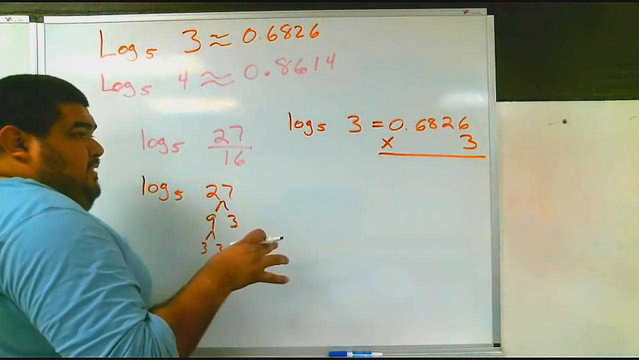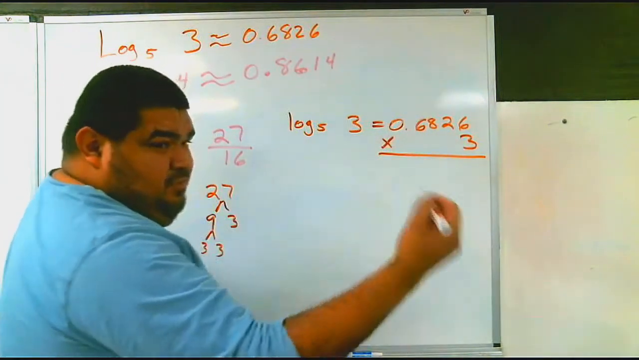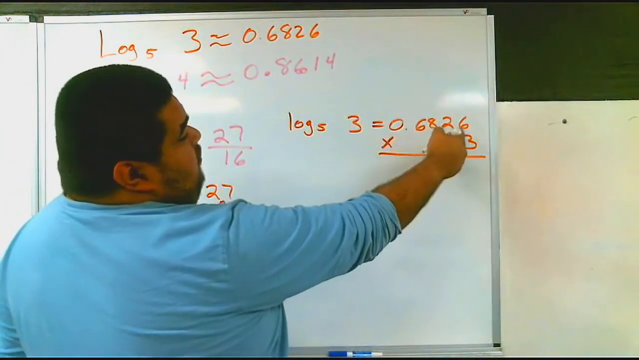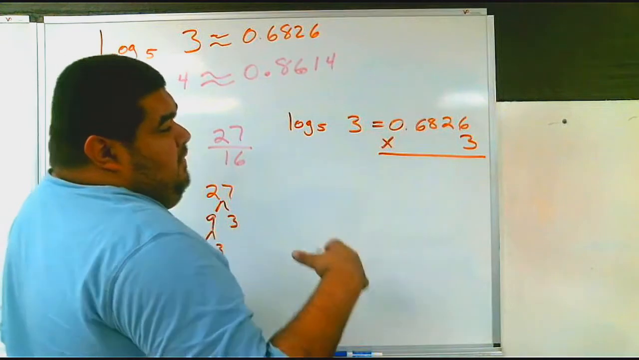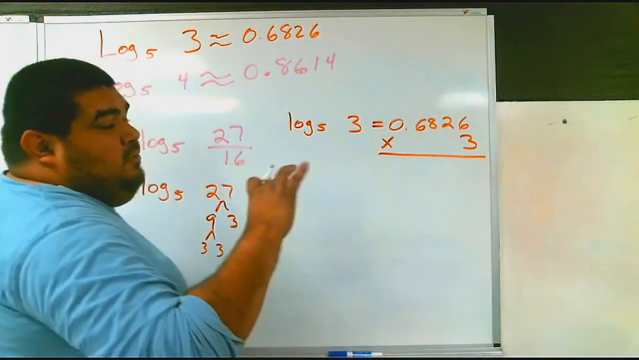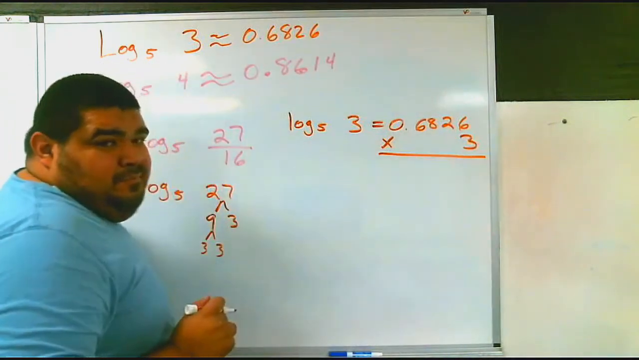3. Okay? Because remember, you have 3 of them. Since you're adding them, okay? I don't want to add, to save time, I'm going to multiply by 3 instead of doing 0.6826 plus 0.6826 plus 0.6826. All I'm going to do is do it all together in one problem. Just multiply by 3. Okay?